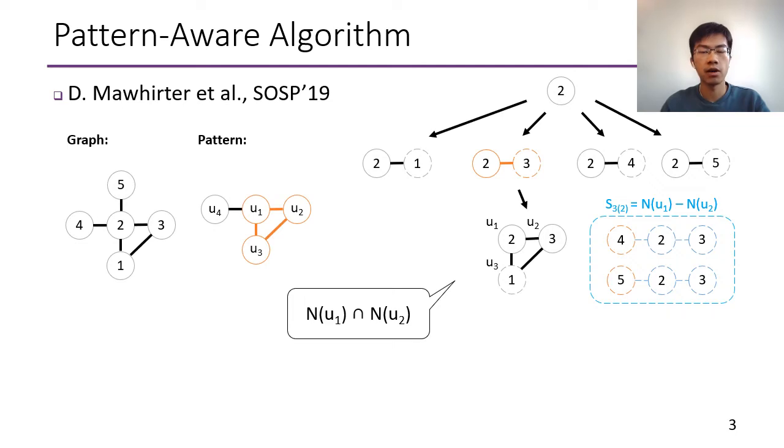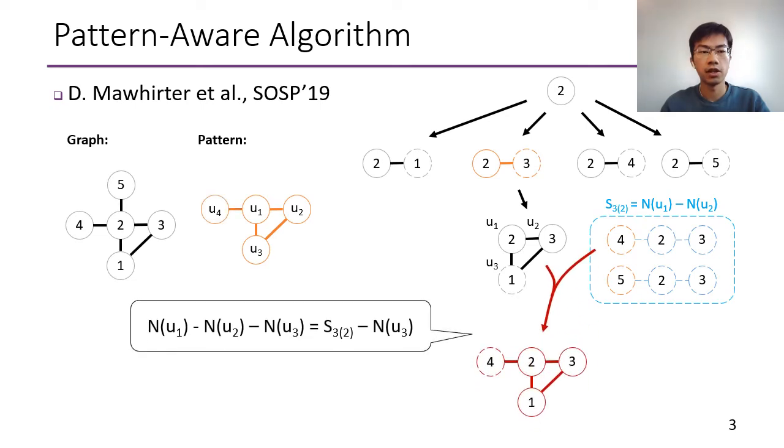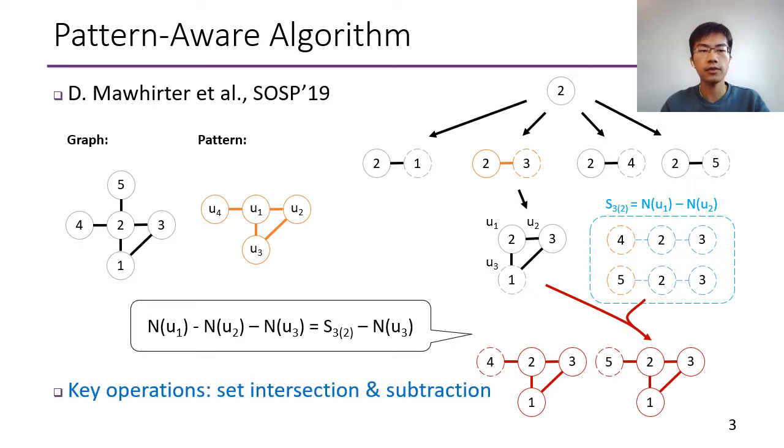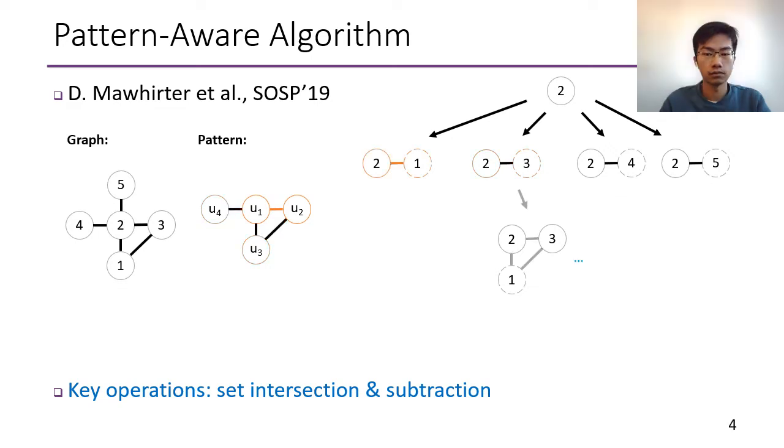This can be done in parallel with the extension of U3. Finally, we use the value of U3, which is vertex 1, to finalize the above partial candidate set of U4 and complete the subgraphs. 2, 3, 1, 4 and 2, 3, 1, 5 are the 2 final valid embeddings. From the above example, we can observe that the key operations in the search are set intersection and subtraction.